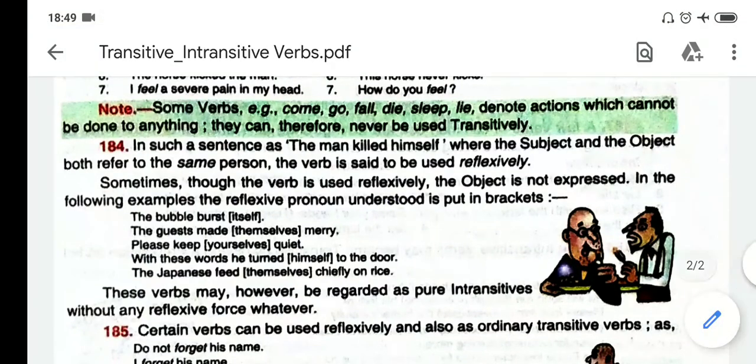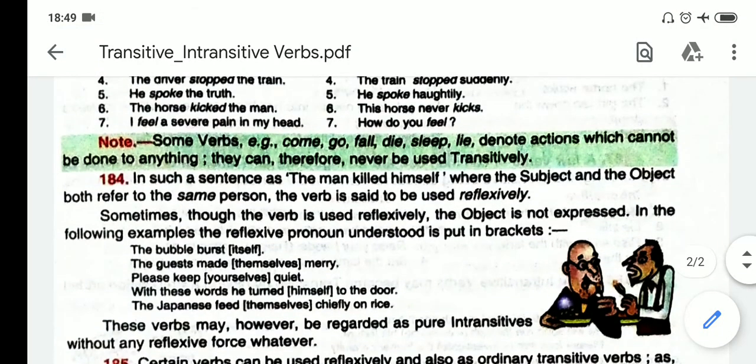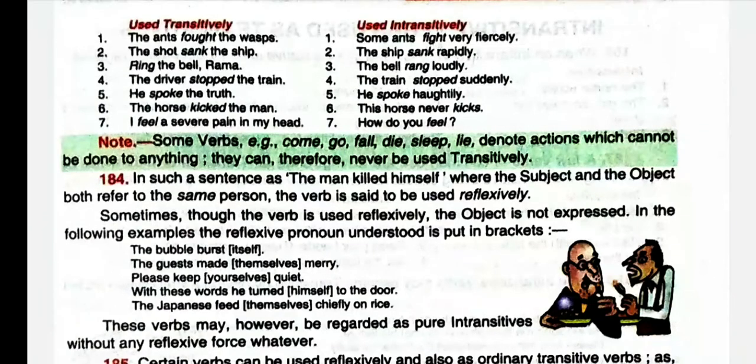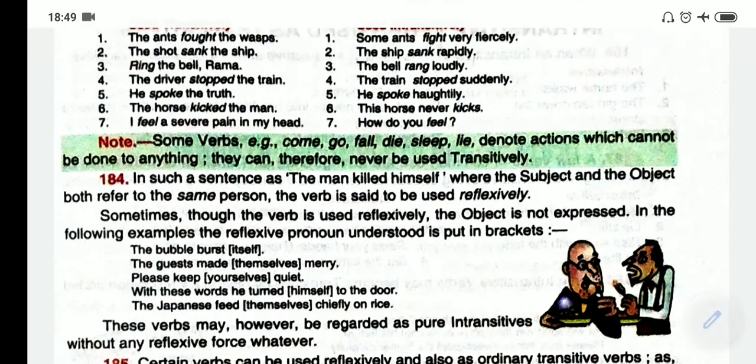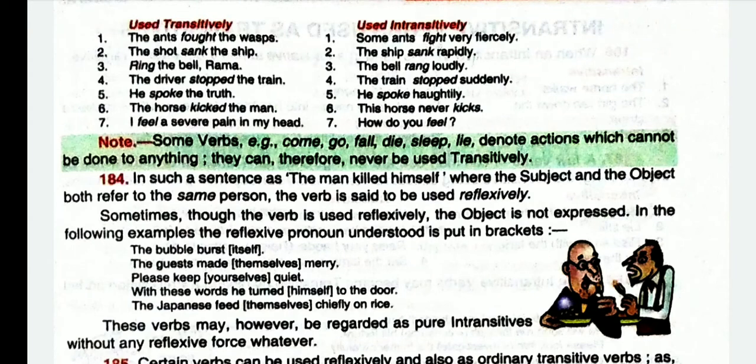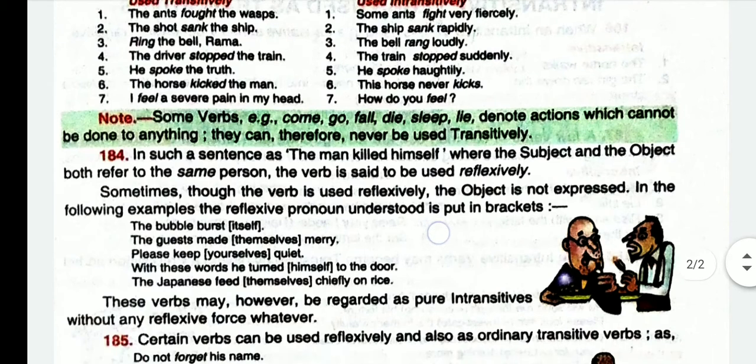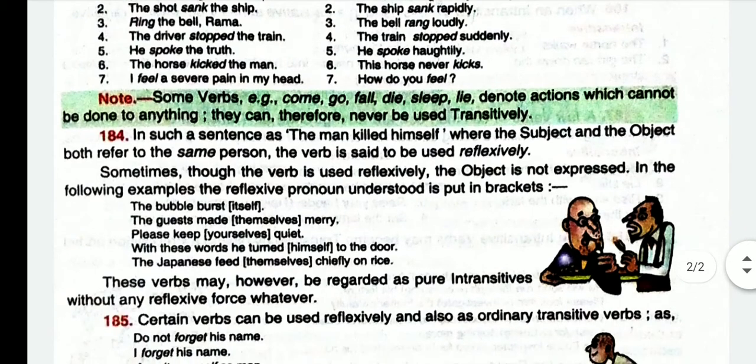There is a note given. Some verbs, for example, come, go, fall, die, sleep, lie, denote actions which cannot be done to anything. If the actions cannot be done to anything, it means there cannot be an object placed with them. They can therefore never be used transitively, because in order to be used transitively there has to be an object. And these verbs come, go, fall, die, sleep, lie denote actions which cannot be done to anything. So these can only be used intransitively.